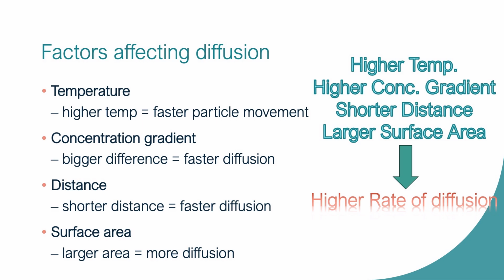Then we have distance. It is quite easy to understand: the shorter the distance particles have to travel, the faster diffusion happens. The last factor is surface area. A larger surface area allows more particles to diffuse at the surface than a smaller one. More particles can diffuse means more diffusion.